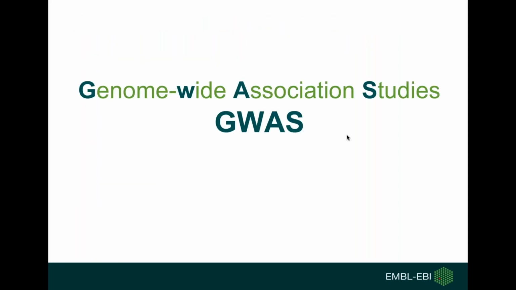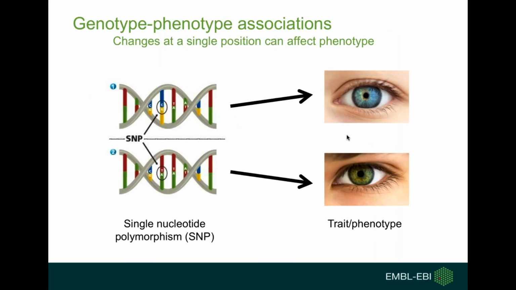Okay, so GWAS stands for Genome-Wide Association Studies. And the main goal of a GWAS study is to identify genotype-phenotype associations. We know that changes at a single position can affect phenotype. This slide here shows a very simple diagram where you can see that different alleles highlighted here in the circle can have a different impact on a phenotype, in this case, eye color. Now, this is a very simplistic diagram because we know that eye color is affected by probably many genes, and it has a strong environmental component.